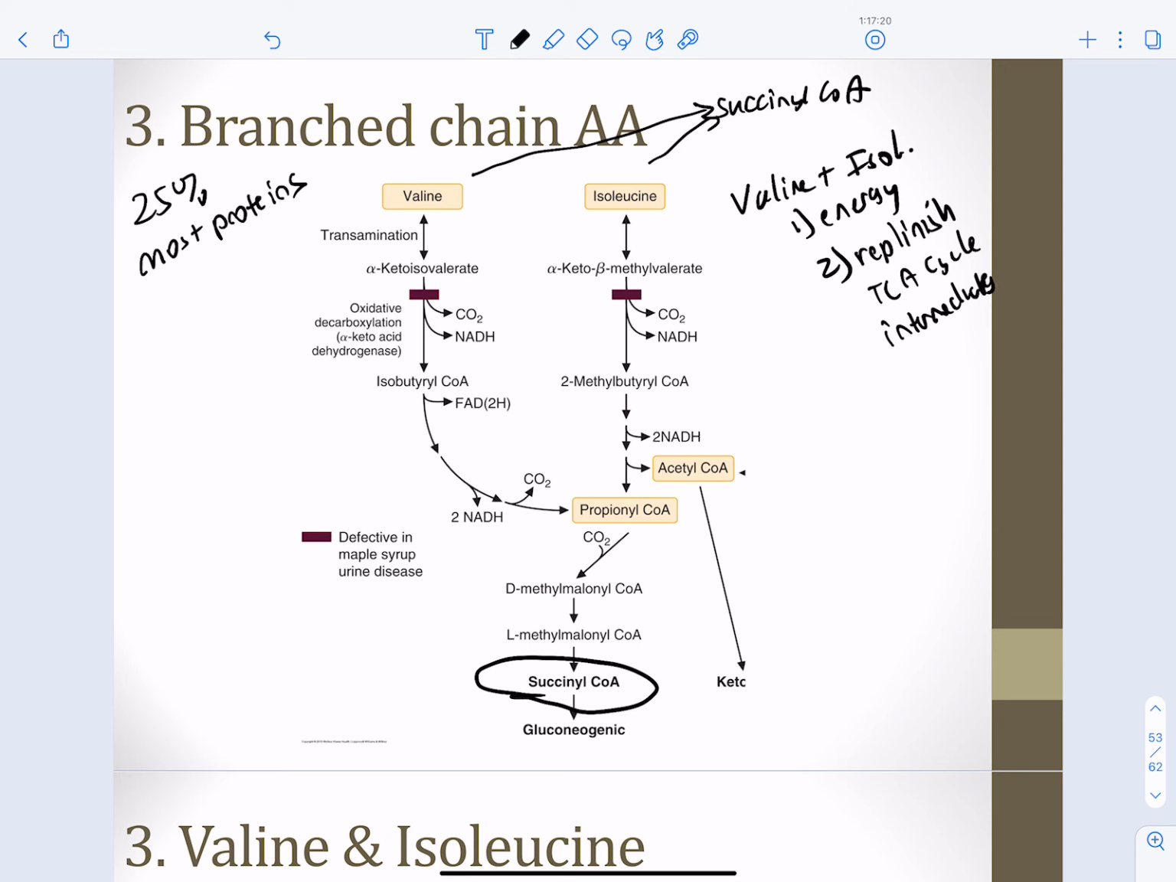Okay, branched chain amino acids are universal fuels, except for the liver. Almost every other cell in your body can metabolize branched chain amino acids, not your red blood cells. The liver does not metabolize them because it's missing the branched chain alpha keto acid dehydrogenase complex.